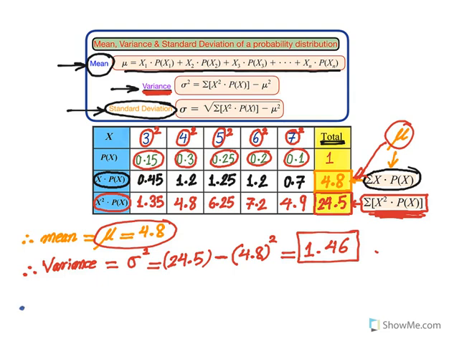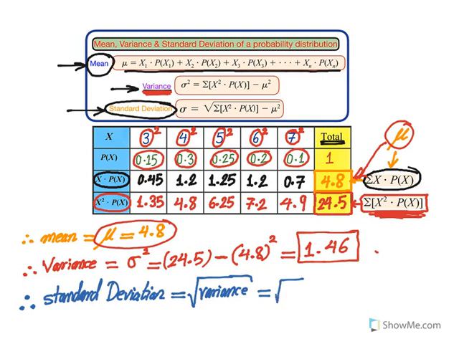And the last one, the standard deviation, that's the easiest one to compute now. The standard deviation is just the square root of the variance, which we just computed. So it's the square root of sigma squared, which is the square root of 1.46, and this would give you approximately 1.21. So this becomes our standard deviation here. And this finishes the problem.